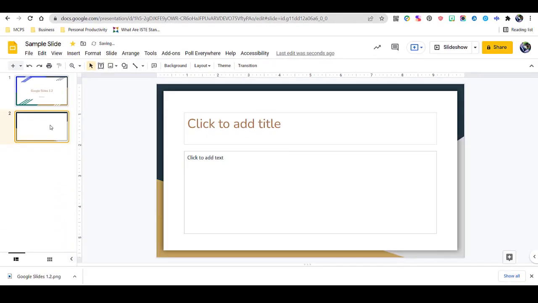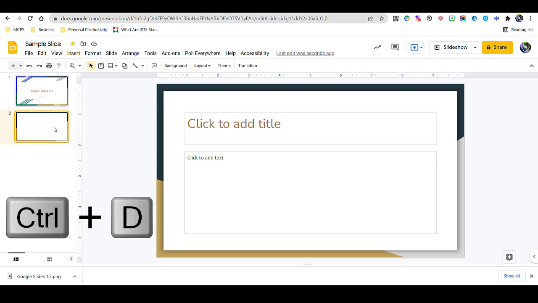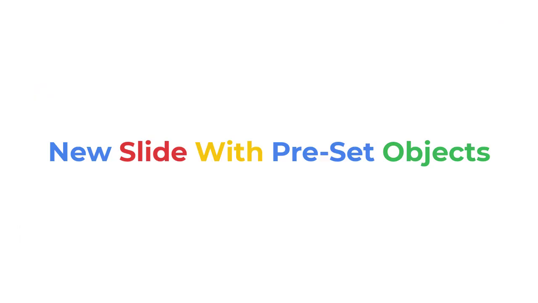Another way to copy an exact slide is to select the slide you want to copy and press Ctrl D for duplicate slide. And that's another way to get another slide. New slide with preset objects.